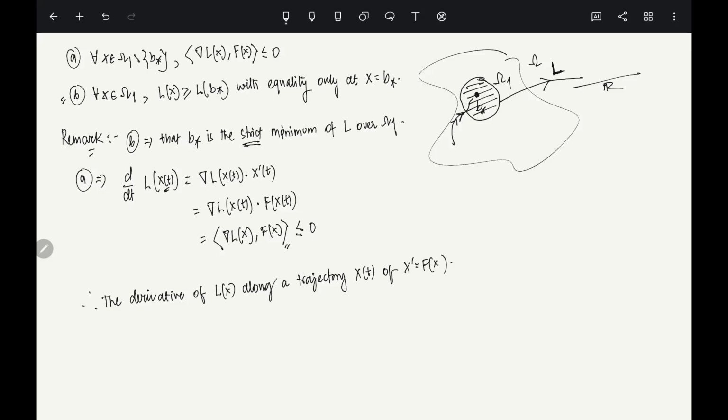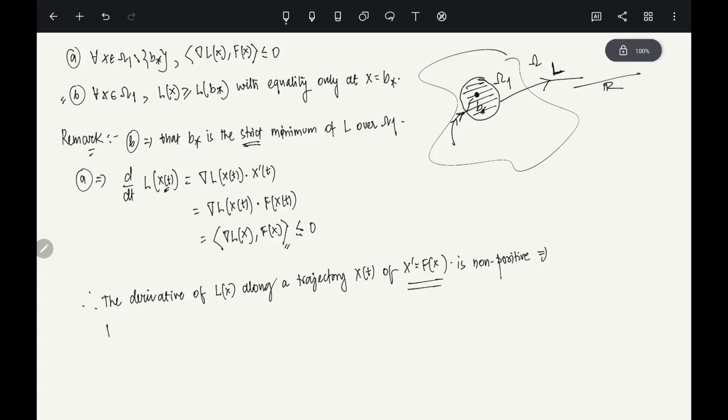I hope I can make you understand what's going on here. Essentially, b star is the equilibrium point. Let's say you have a curve which is the solution of x prime equals f of x. We are constructing a function L such that at the point b star, L is minimum, and while the curve is approaching b star, L along that curve is non-increasing. That's what it is saying. So its derivative along the curve is non-positive, which implies that L of x is non-increasing along any trajectory.